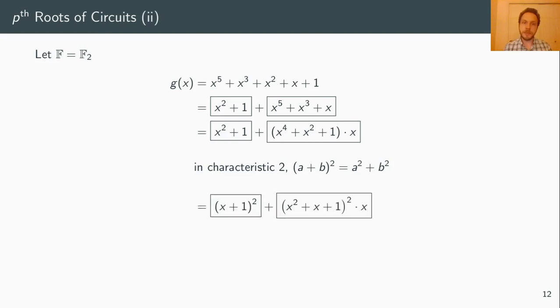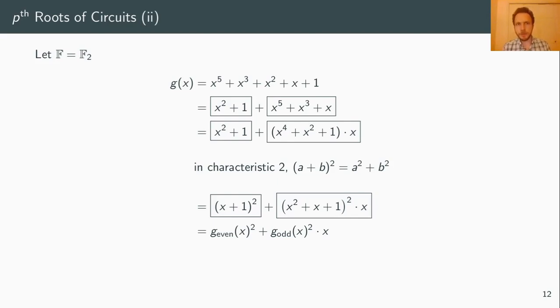And so we can get the following representation for this polynomial g. It's a square plus x times another square. And so we're going to collapse this down, and we're going to call these two parts of g, g sub even and g sub odd. Okay, and so this is saying that we can write any univariate polynomial as the sum of a squared polynomial and x times another squared polynomial.